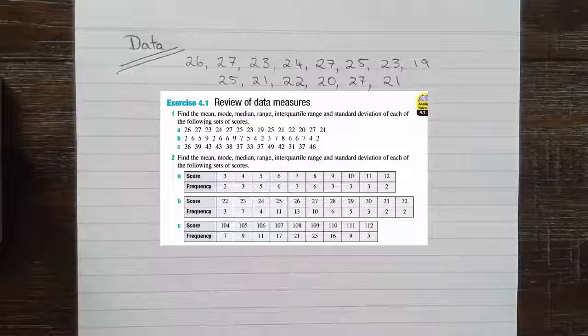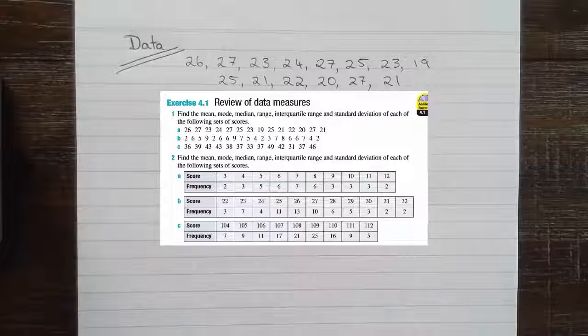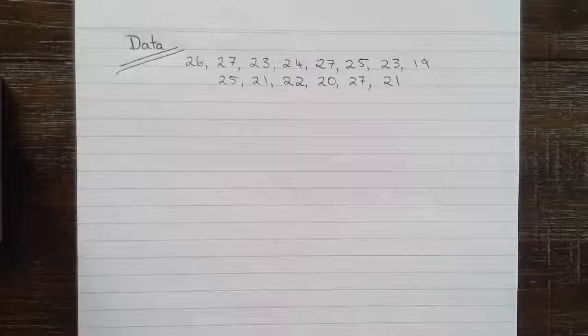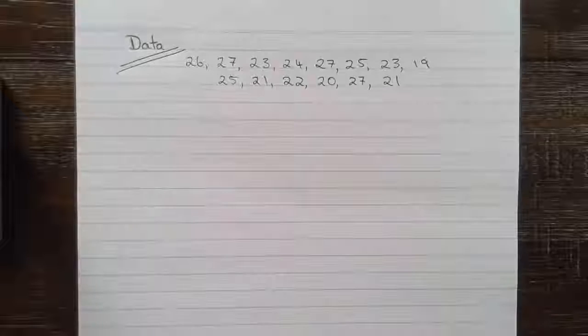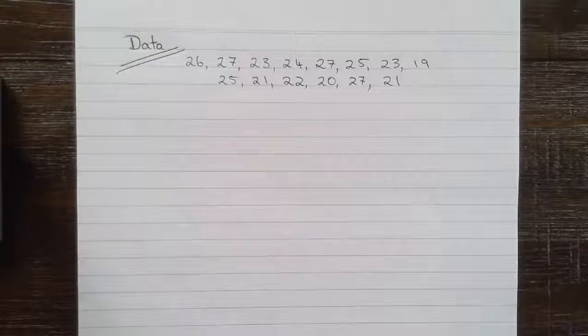In this video, we're going to look at exercise 4.1, question 1 from QMaths 12a. The question asks that we find the mean, median, mode, range, interquartile range, and standard deviation of each of the following sets of scores. The first one I'm going to look at has this set of data that you can see on the screen now, 26, 27, 23, and so on. There's a total of 14 scores there.